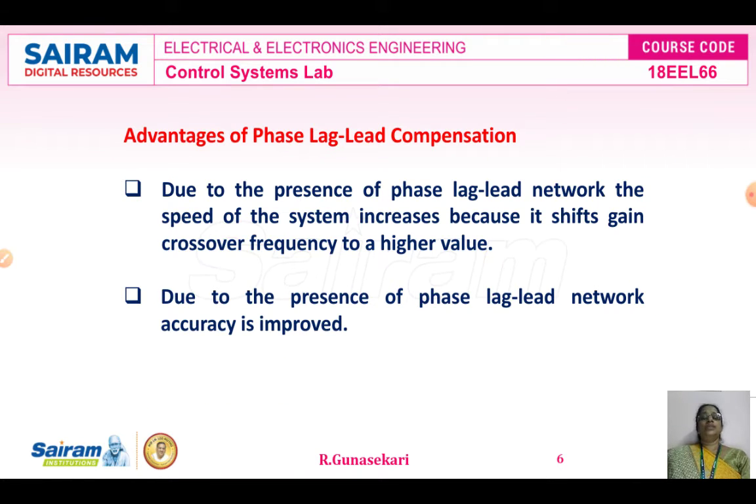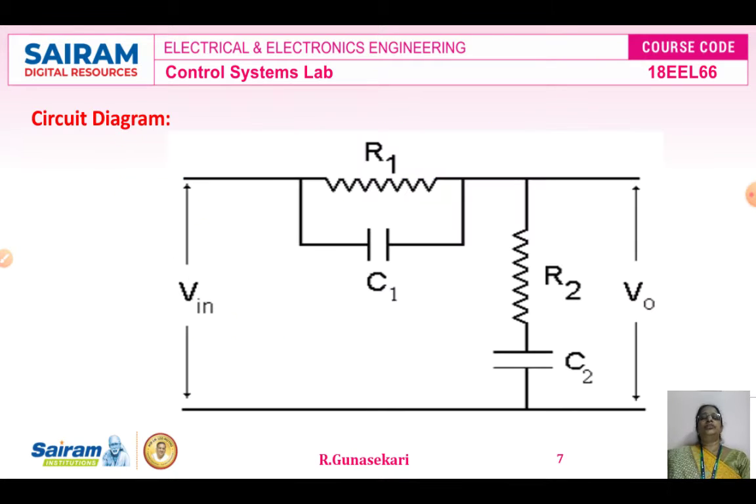What are the advantages of phase lag lead compensation? Due to the presence of the phase lag lead network, the speed of the system increases because it shifts the gain crossover frequency to a higher value. Accuracy is also improved. A single lag or lead compensation cannot fulfill the steady state and transient response and the bandwidth margin, that's why we have to combine them together. We get lag lead compensation, which is more advantageous compared to the single one.